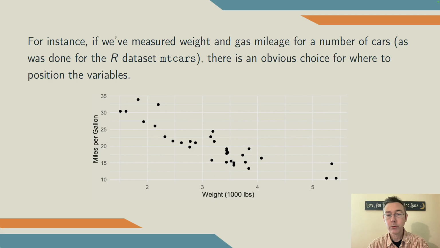For instance, if we're talking about weight of cars and gas mileage of those cars, there's kind of an obvious choice for which one you consider to be the explanatory variable. It seems like it makes more sense to explain MPG with weight than the other way around. So in this case, we're putting weight on the x-axis of our scatter plot.